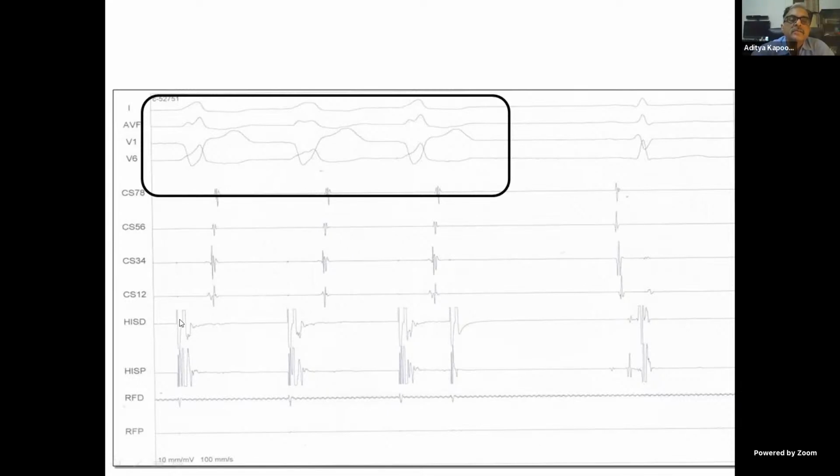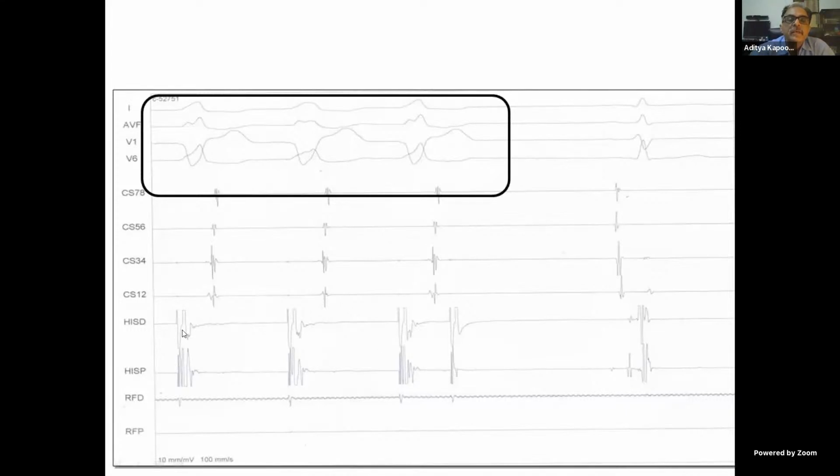So you are seeing a stimulus, and somewhere here is a V and there is an A. Correct? Yes, sir. What is happening here? You are seeing the A. Yes, sir. Here? There's no A, and there's no V either. Actually, yes, there is.